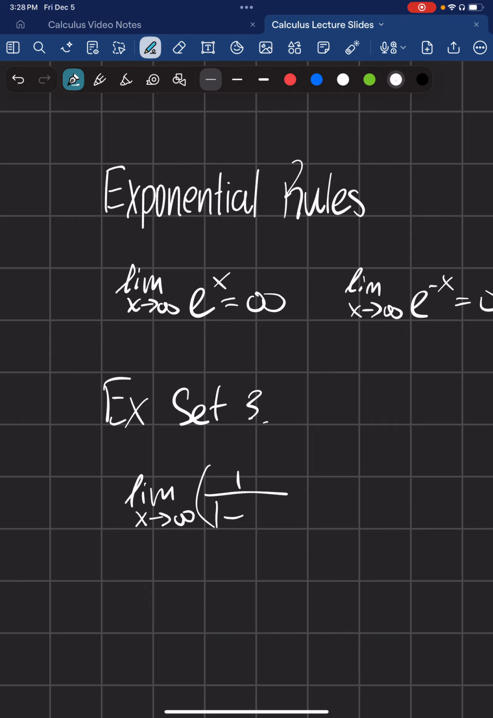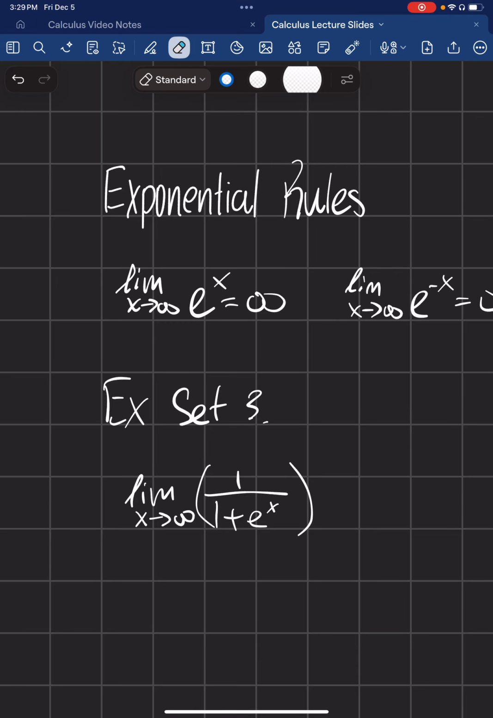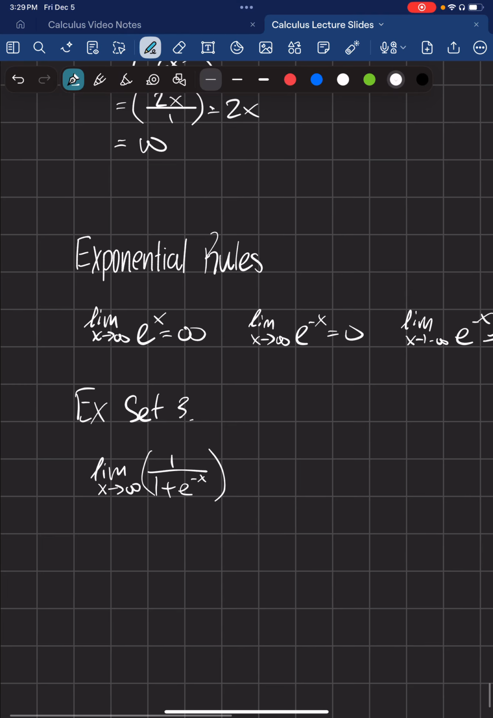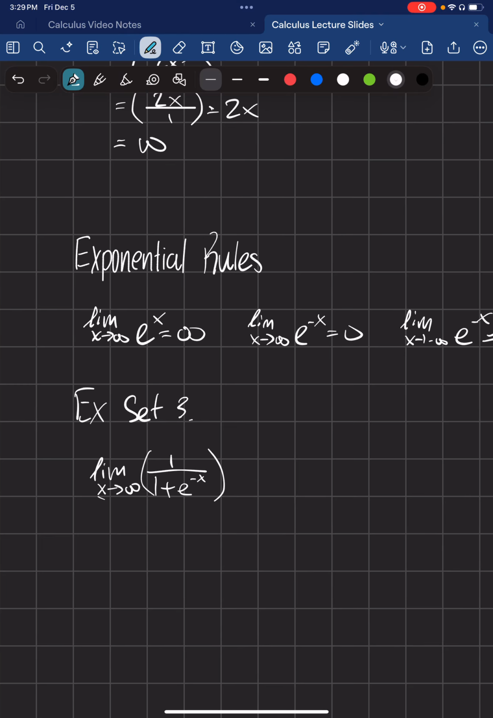1 over 1 plus e to the x, right? Now, actually, you know what? Let's make it 1 over 1 plus e to the negative x. So, with this one here, let's figure out our terms. The limit as x approaches infinity of 1 over 1 plus e to the negative x, right?